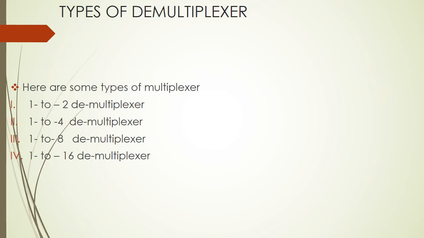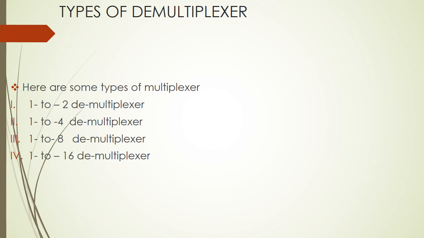Types of demultiplexer. Here are some types: we have the 1 to 2 demultiplexer, 1 to 4 demultiplexer, 1 to 8 demultiplexer, and 1 to 16 demultiplexer. Let's look at the first one. We are to create two control lines, which are known as A and B, as we explained in the previous class. The A should represent 0 0, then the B should represent 0 1, then the output Y.